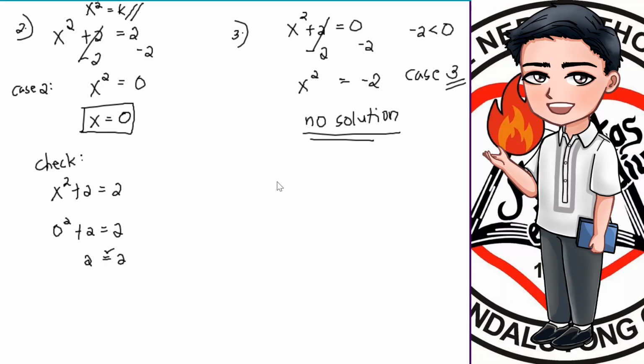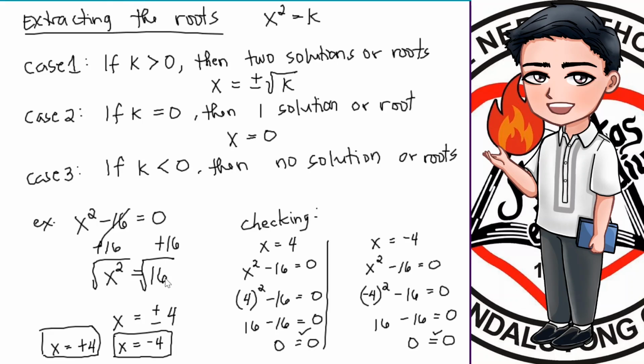So again, if our k is greater than 0, like 16, it is automatic that there will be two solutions, and that is the square root of that number.